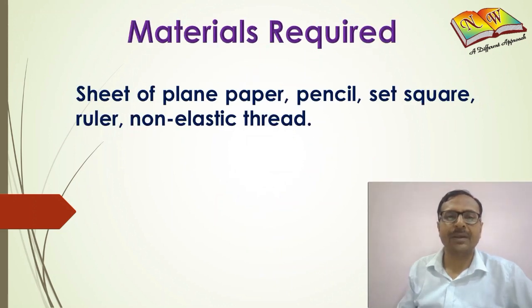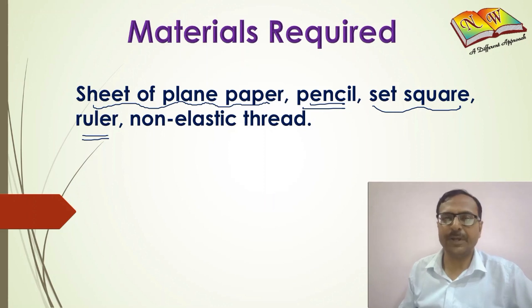So these are the various properties of squares, rectangles, and rhombus which we are going to verify in this particular activity. The material required includes a sheet of plain paper, a pencil, set square, ruler, all the geometrical instruments, and we also require a non-elastic thread. Let's see how this activity is performed.